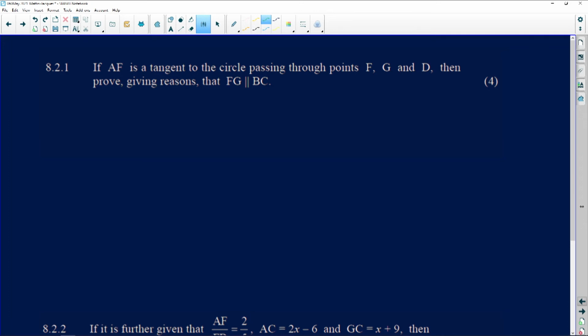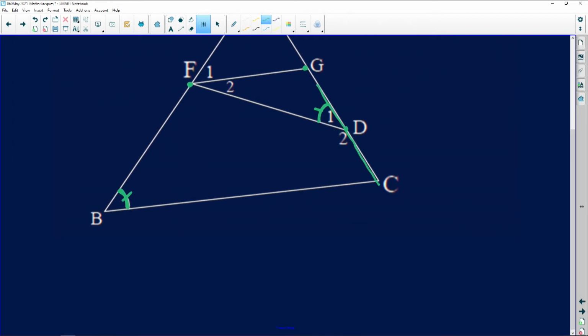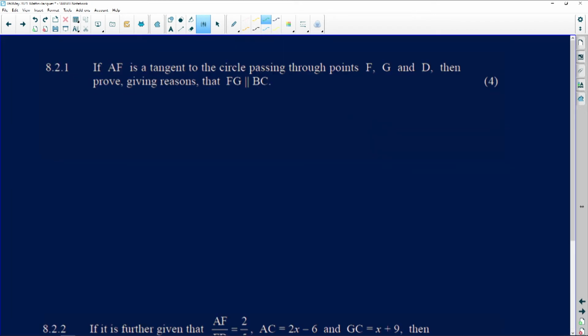They say 8.1.2, oh 8.2. Let me just go back a page and pull this down. Okay. The first question, this is 8.2. So they're asking me, my first question is to prove that AF is a tangent to the circle that passes through F, G, and D. Then, so there's two parts. They say AF is a tangent, then prove that the lines are parallel.